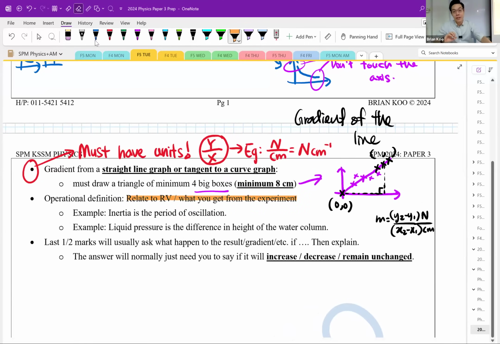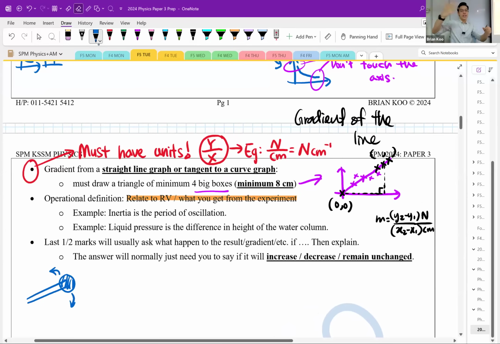For example, if you are doing the hacksaw blade with the plasticine one, then it oscillates left, right. Then you change the mass of the plasticine, and then you see how long it takes to oscillate, the period of oscillation. Then if they ask, what is the operational definition of inertia? You say inertia is the period of oscillation.